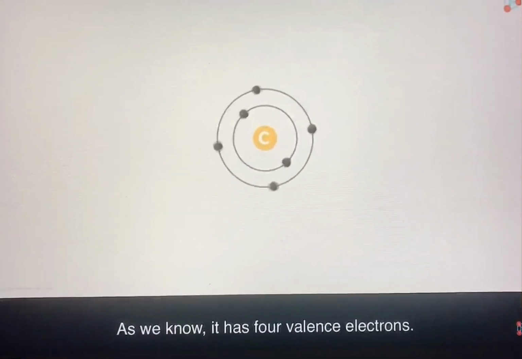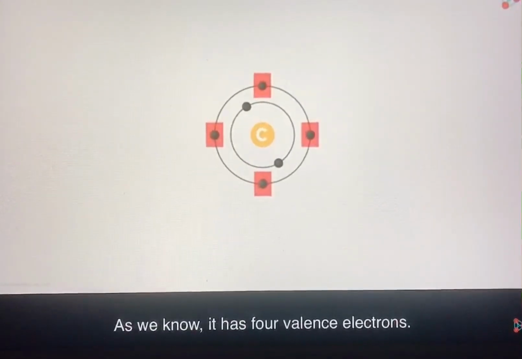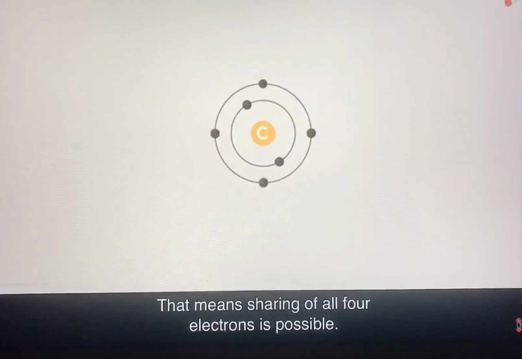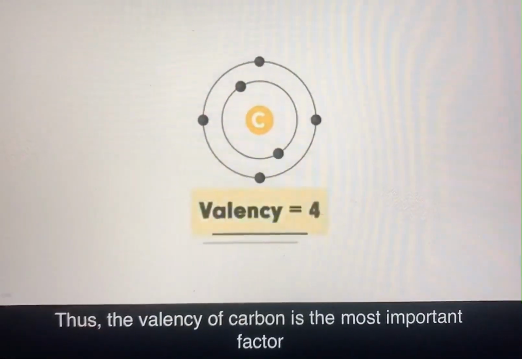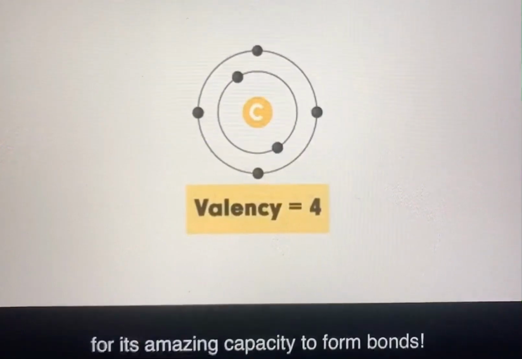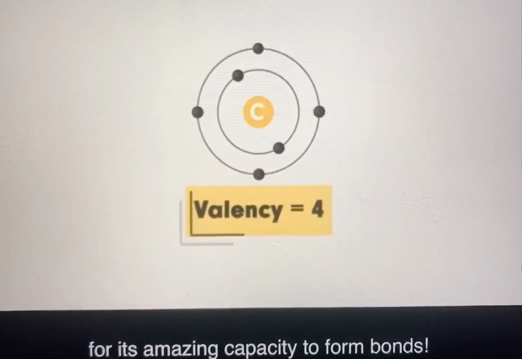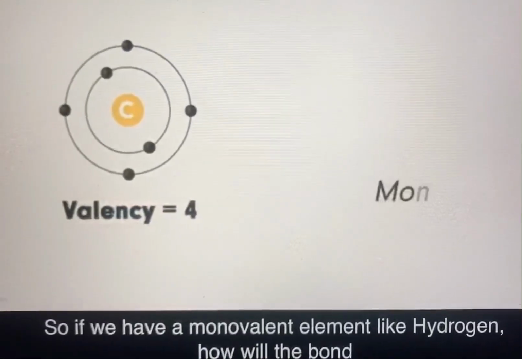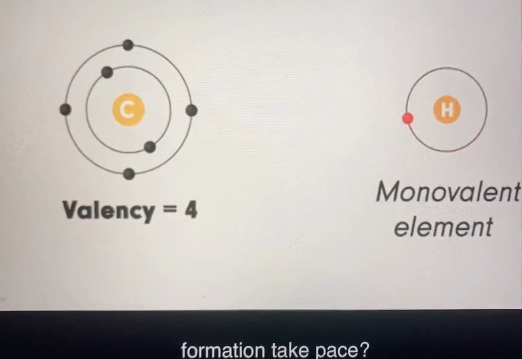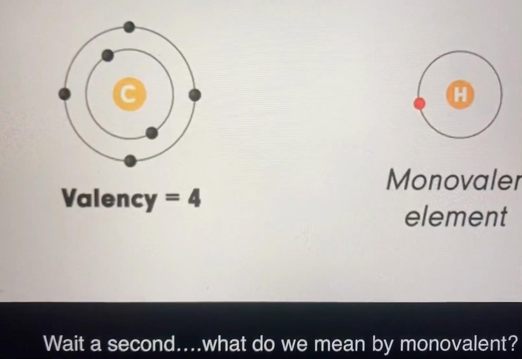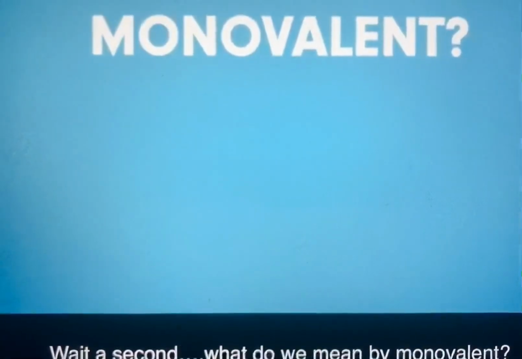As we know, it has 4 valence electrons. That means sharing of all 4 electrons is possible. Thus, the valency of carbon is the most important factor for its amazing capacity to form bonds. So if we have a monovalent element like hydrogen, how will the bond formation take place? Wait a second, what do we mean by monovalent?